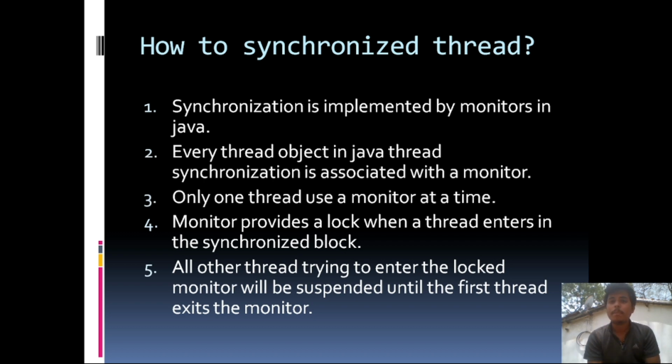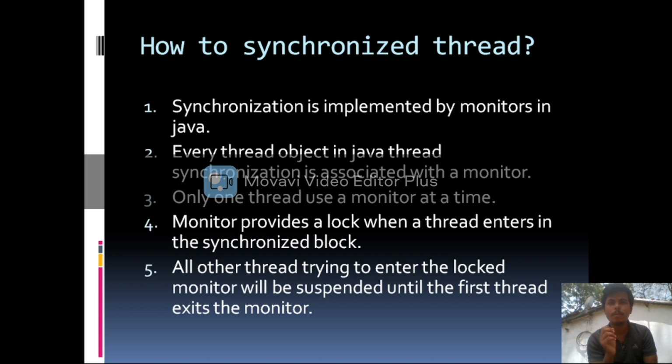Synchronization is implemented by monitors in Java. Every thread group is associated with the monitor. Thread synchronization is associated with the monitor in Java.